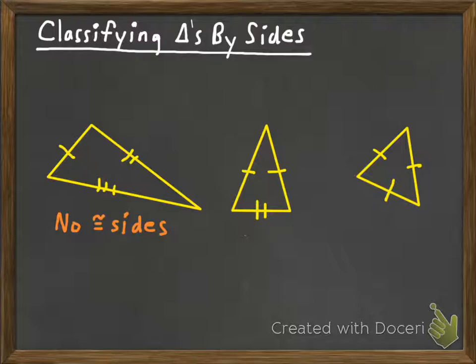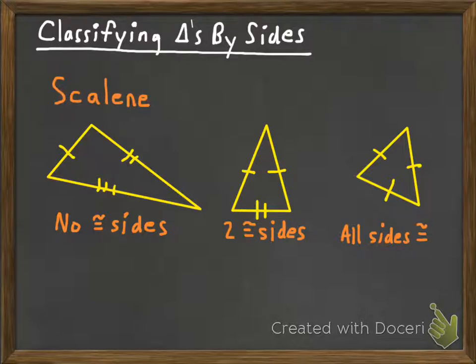I said the first triangle has no congruent sides. And then the second and third triangles have two congruent sides, and then three congruent sides, or all sides congruent, respectively. Okay, now if a triangle has no congruent sides, that is called a scalene triangle. Right? And then of course, I believe you're familiar with the fact that if a triangle has two congruent sides, it's classified as isosceles. And finally, whenever all the sides of a triangle are congruent, or all the sides of any kind of polygon for that matter, it's classified as equilateral.